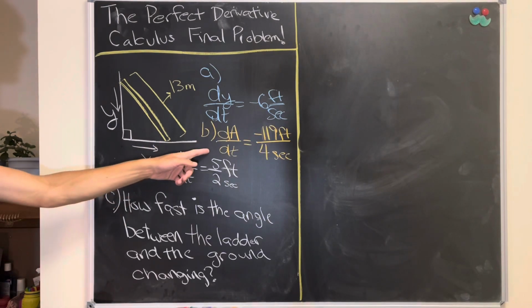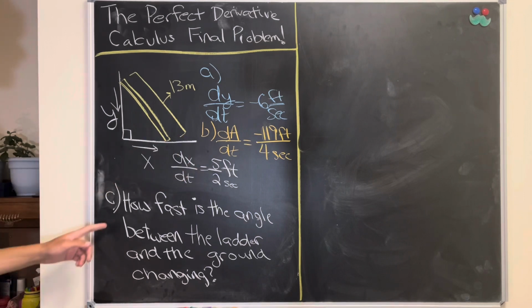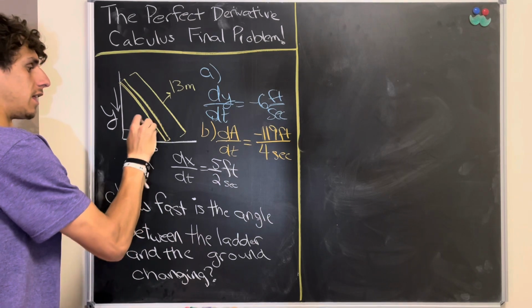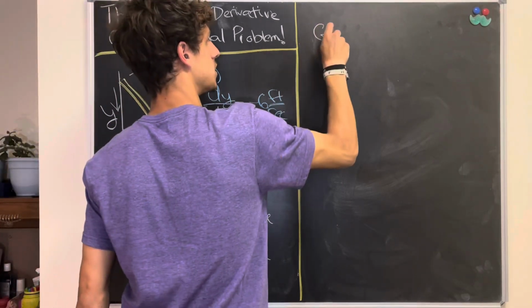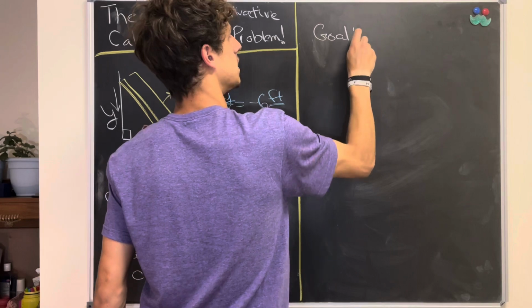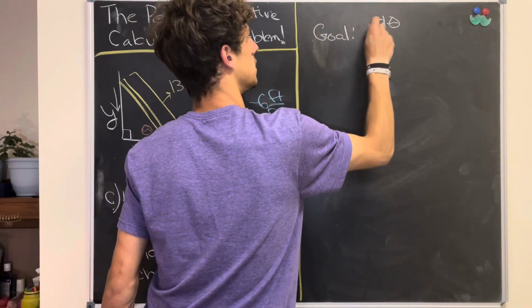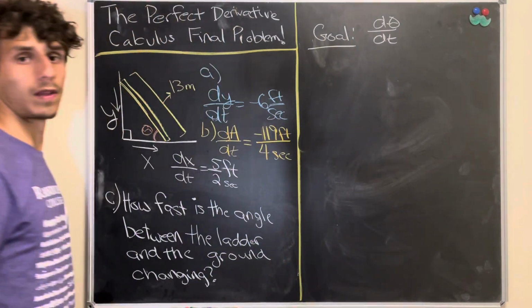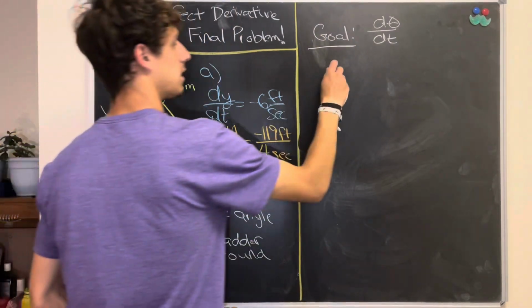So I went ahead and wrote our answer to part B right here in orange, and now we're ready to tackle part C, which asks us how fast is the angle between the ladder and the ground changing. So I'll go ahead and write this angle in brown right here, and we'll call it theta. So our goal here for part C is to find d theta dt, or how fast theta is changing with regards to time.